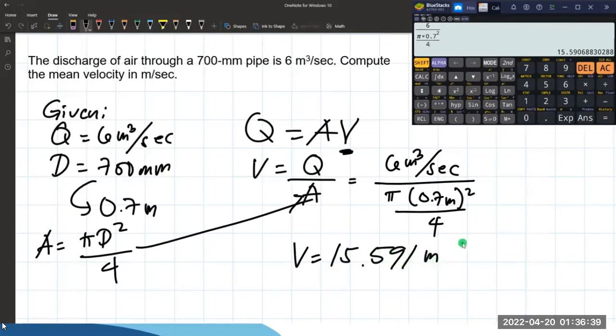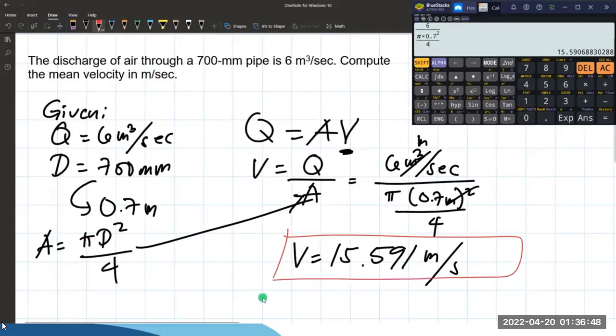15.591 meters per second. So the units are meters per second for the velocity. Okay.